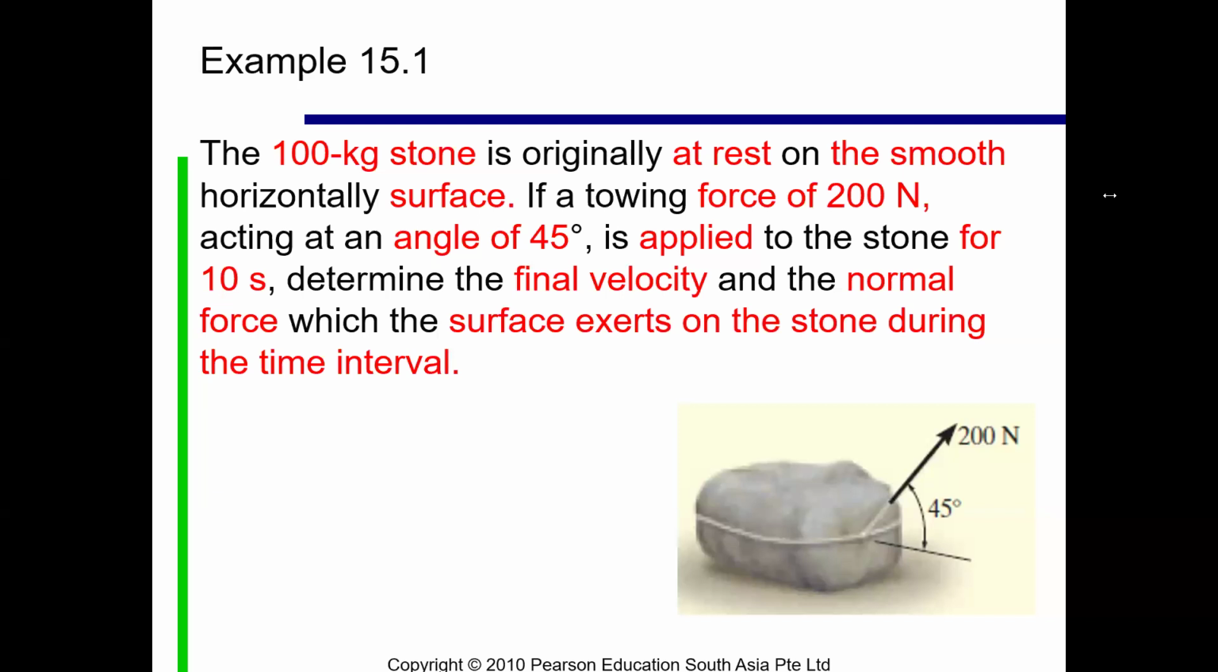So students, this question tells you that a 100 kg stone is originally at rest on a smooth surface. If a towing force of 200 Newton acting at an angle of 45 degrees is applied to the stone for 10 seconds.